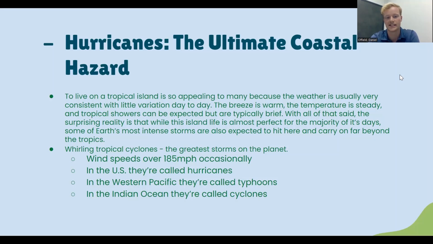Their wind speeds can occasionally exceed 180 miles per hour. In the US, they're called hurricanes. In the Western Pacific, they're called typhoons. And in the Indian Ocean, they're called cyclones.